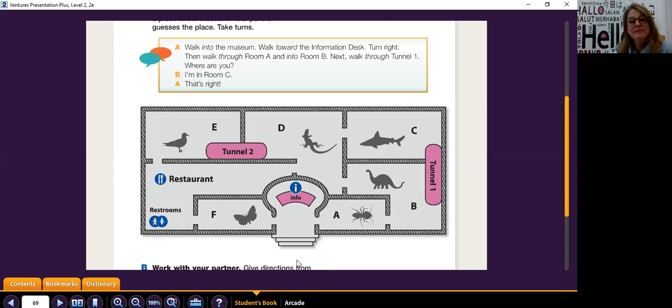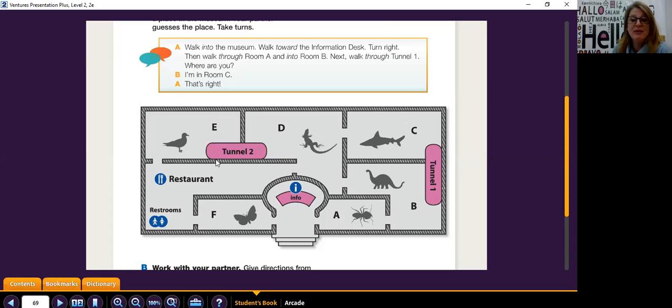We'll just do one more here. Walk into the museum and turn left. Walk through the doorway. Continue through the doorway by the restrooms. Okay. Turn right and go straight through the doorway into the next room. What room are you in? If you turned right and walked straight through the doorway, you would be at room E. Okay. I hope I did that correctly.